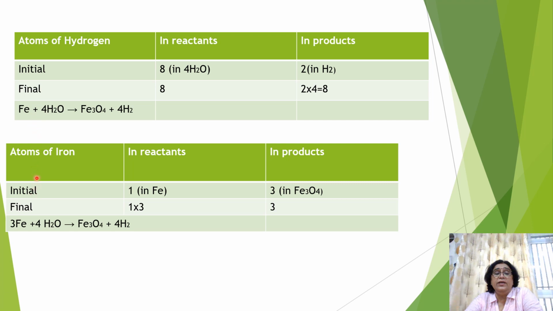Now let's see iron. Iron in the reactant is 1, but iron in the product is 3. So we have to multiply this reactant with 3 to make it equal. So 3Fe plus 4H2O gives you Fe3O4 plus 4H2. So my reaction becomes 3Fe plus 4H2O gives you Fe3O4 plus 4H2. Clear? So my reaction is balanced now.